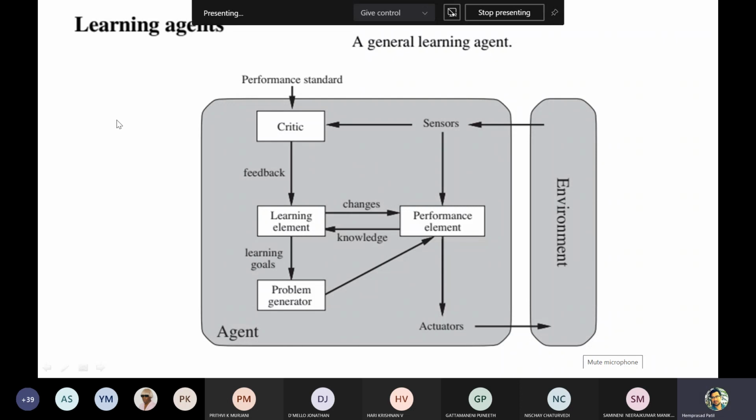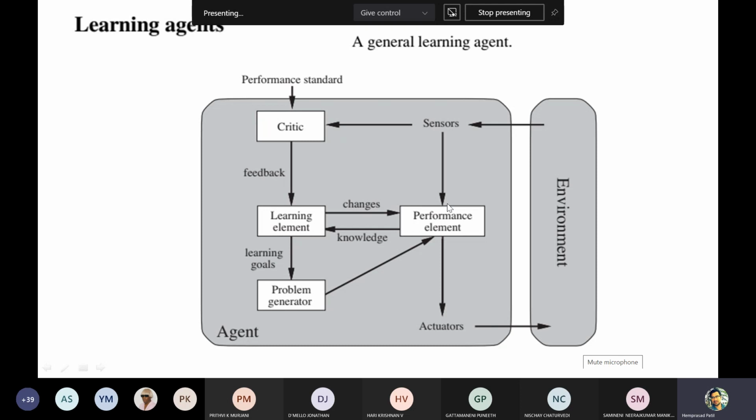Then there is the learning agent. In the learning agent, the environment is perceived via this critic block, which gives feedback on whether some input is up to the mark or not, good or not. If it is good, then learn from it and make the changes, and those changes are reflected.